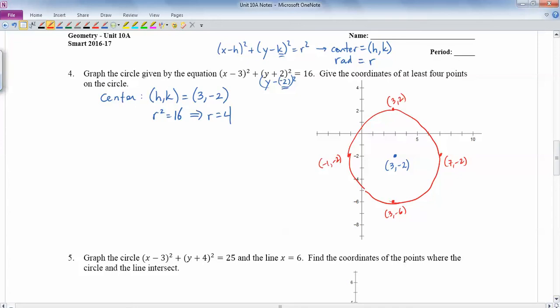Okay. Let's take a look at the next one. So it's another graphing the circle problem, and then we do stuff with it.